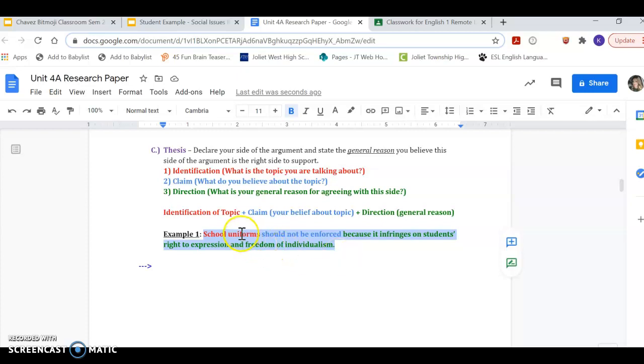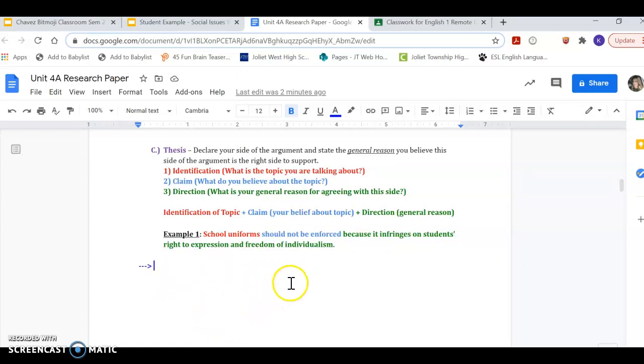So you see school uniforms is the topic, should not be enforced is my claim, and in the green is my general reason. Also take note that the thesis should only be one sentence in length. Capitalize the start of the sentence, punctuate the end, and make sure it's in the third person point of view. So no pronouns like I, me, you, we, or us. And notice also the thesis is precise. You don't want a wordy or repetitious thesis statement. So you will write yours here, next to the blue arrow under the example.